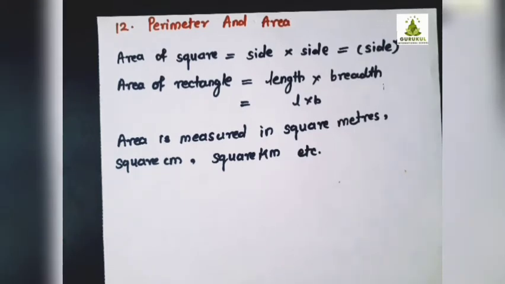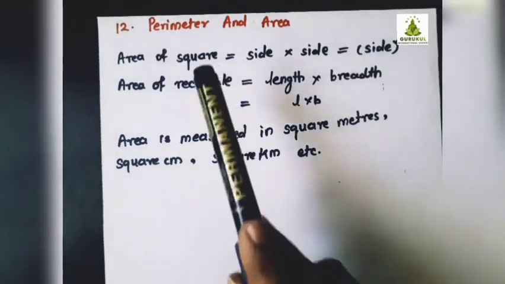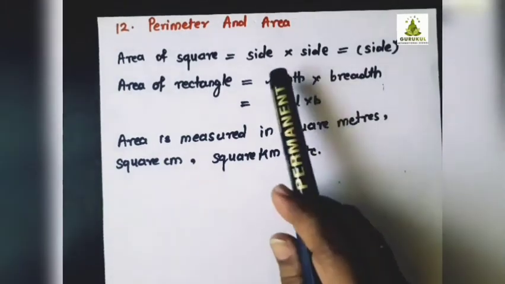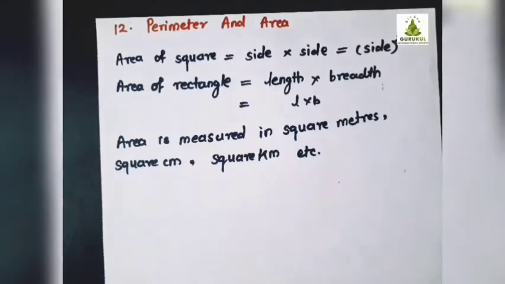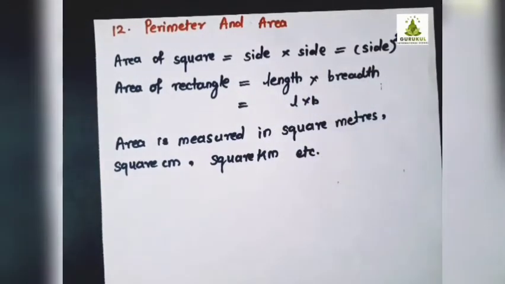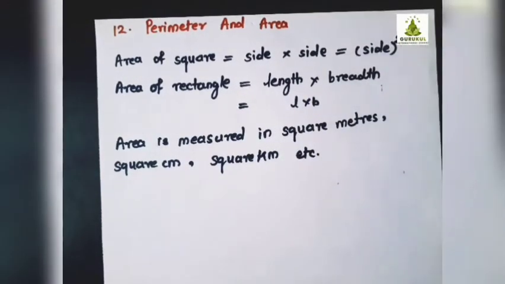Right now we'll start with the concept of area of square and area of rectangle. To find the area of a square, we have the formula side multiplied by side, or we can write it as side square. And the second formula is area of rectangle equal to length into breadth. So these are the two formulas applicable to find the area of square and rectangle.